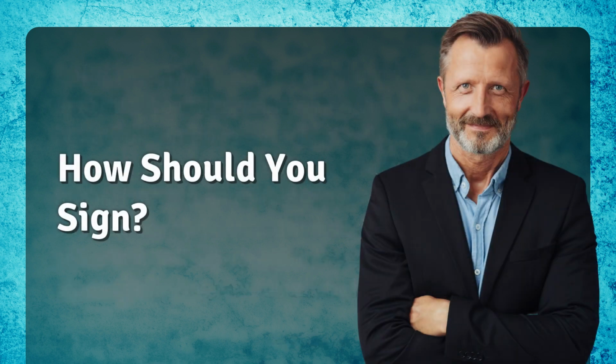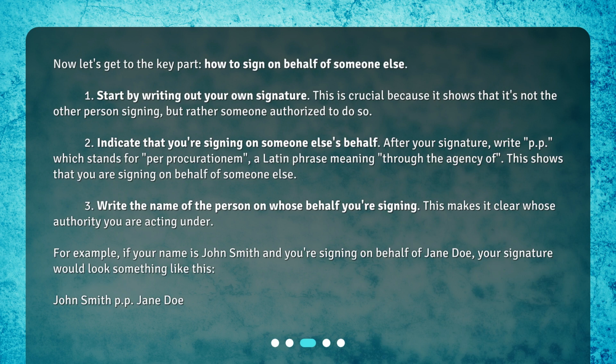How should you sign? Now let's get to the key part: how to sign on behalf of someone else. 1. Start by writing out your own signature. This is crucial because it shows that it's not the other person signing, but rather someone authorized to do so. 2. Indicate that you're signing on someone else's behalf. After your signature, write "p.p.", which stands for per procurationem, a Latin phrase meaning "through the agency of." This shows that you are signing on behalf of someone else.